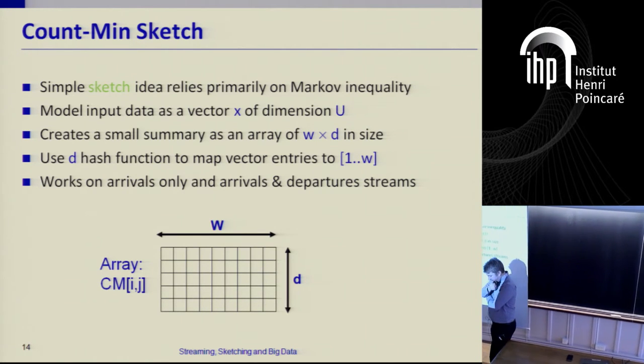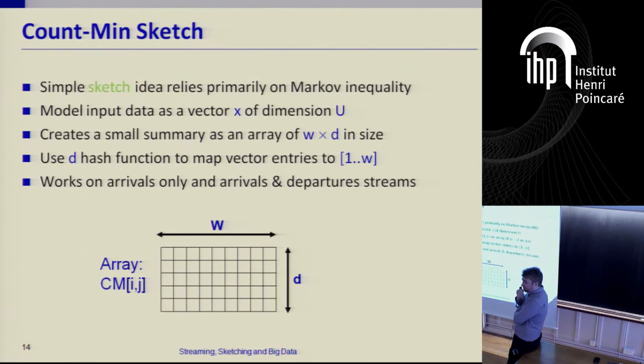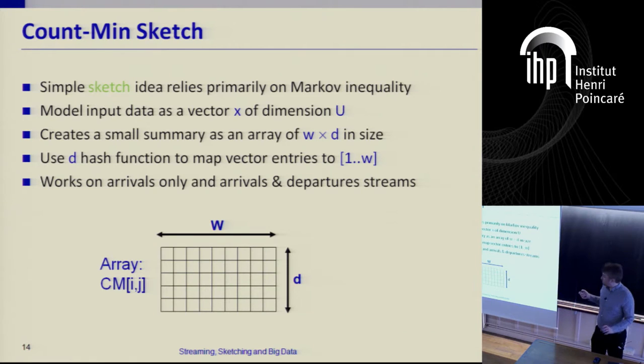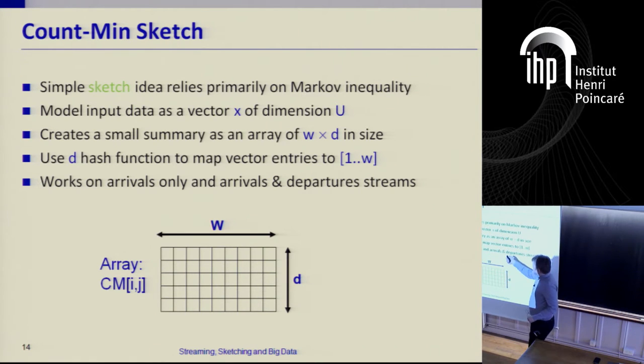So our first sketches were just keeping a single value based on hashing. Now we're going to keep a whole bunch of values derived from our input stream. So again, we're back to this idea that the input data is some vector x of high dimension u. I've just switched notation on you again. Now the dimensionality u is the universe size. I'm going to map this large vector into a small array, an array of counters, w counters wide, d counters deep.